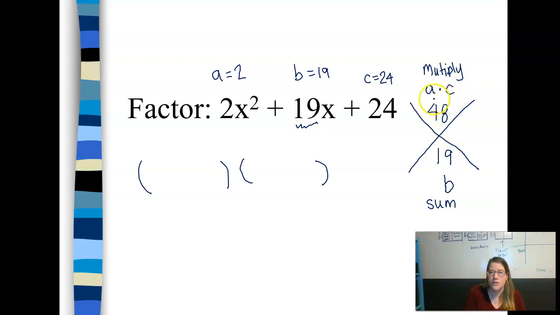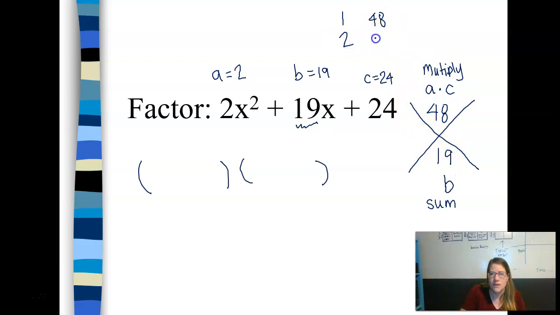So now I'm looking for two numbers that multiply to 48, and at the same time, they will sum to 19. So we can just start making a list. 1 times 48 is one option because 1 times 48 does multiply to 48. There's no way I could add that or subtract it to get 19.